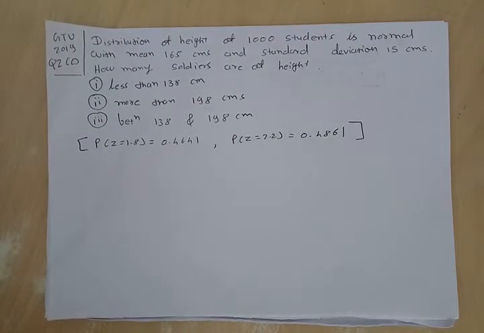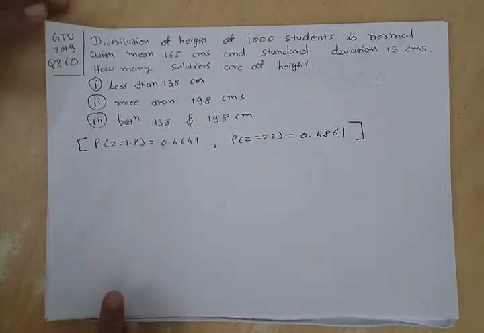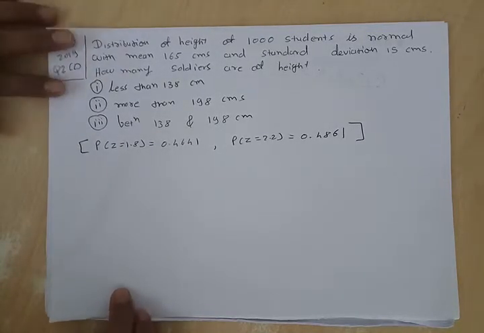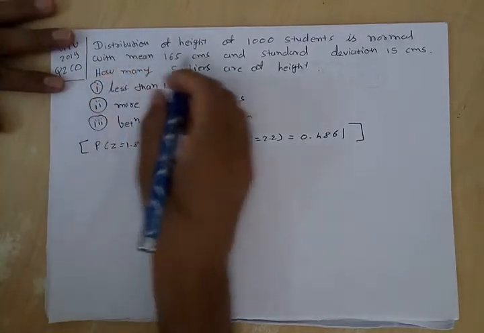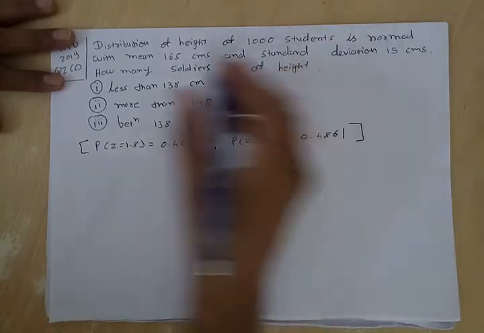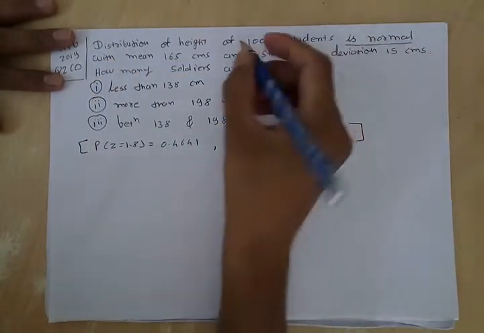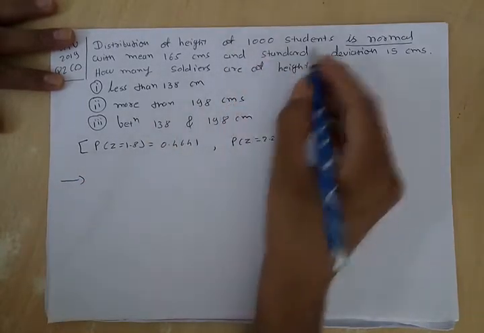In this video, we are going to do an example related to normal distribution. This example was asked in GTU 2019 examination. The question says the distribution of height of 1000 students is normal. So in the question itself, it is given that it is a normal distribution and the number of students is 1000.